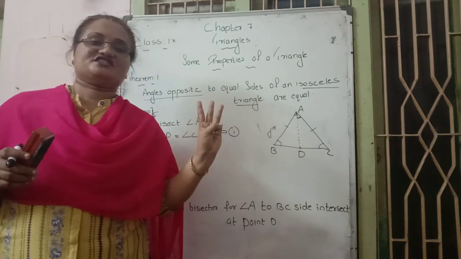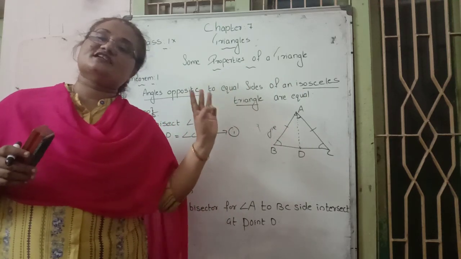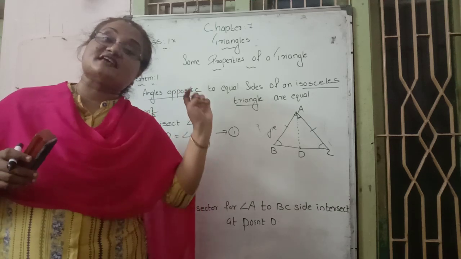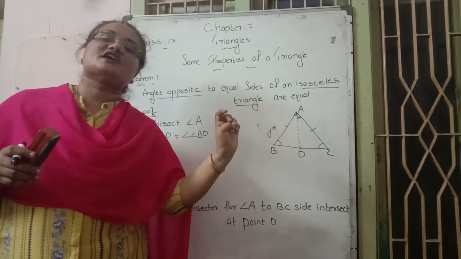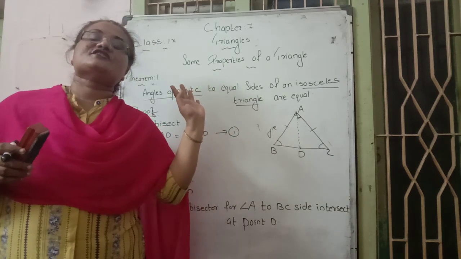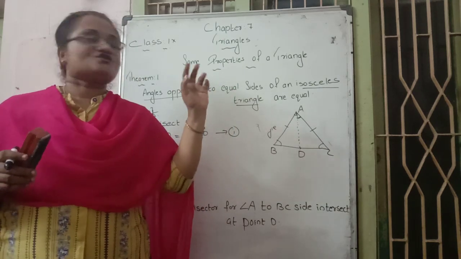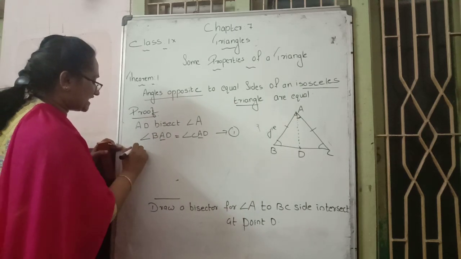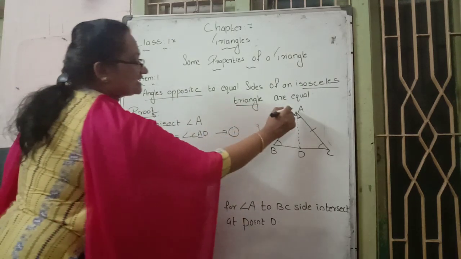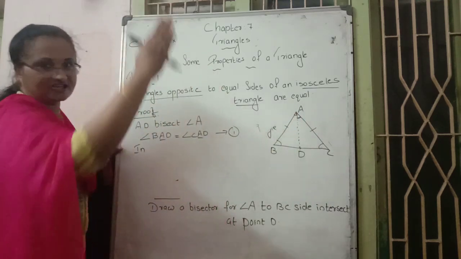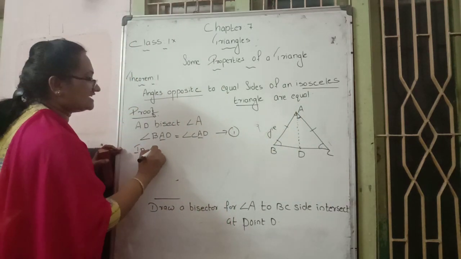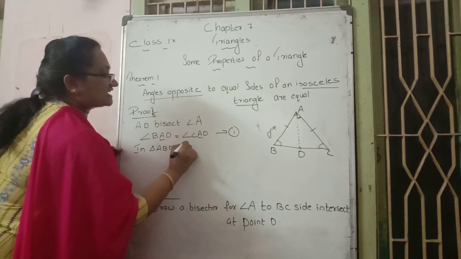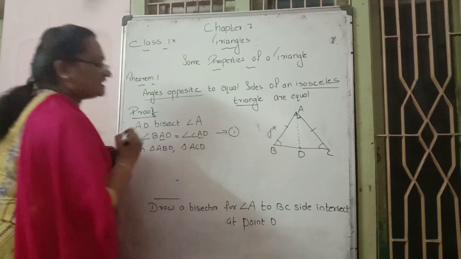That is the procedure for congruence. When we say two figures are congruent, they have the same size and same shape; only then can we say that two figures are congruent. So here also we are going to consider two triangles. Which are the triangles? Triangle ABD, because the bisector cuts it into two triangles. That's why the first is triangle ABD, and the second triangle we name as ACD.